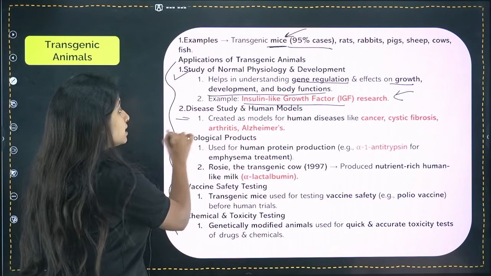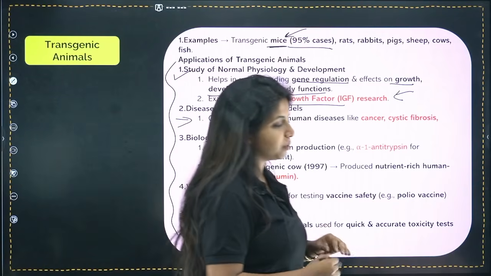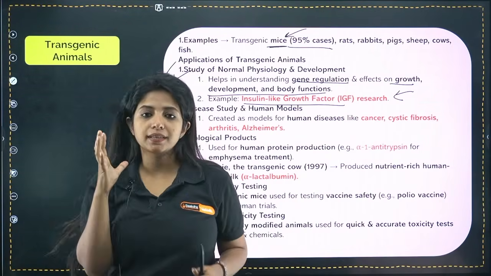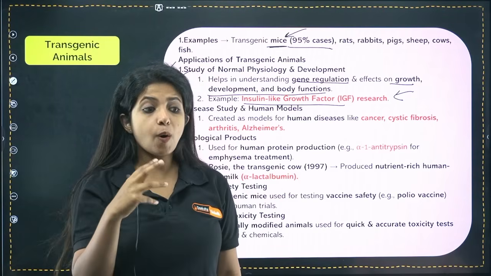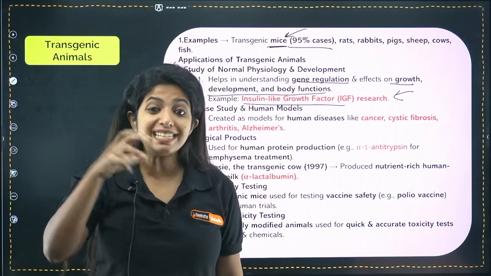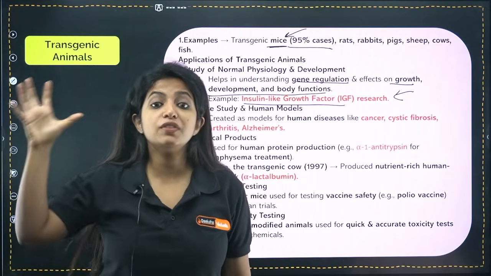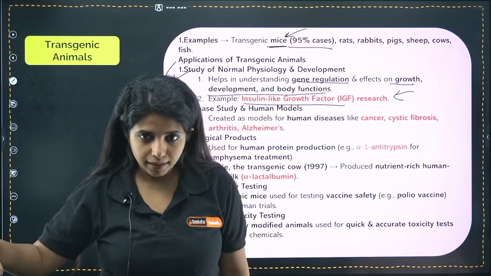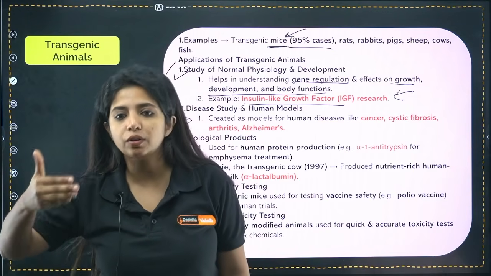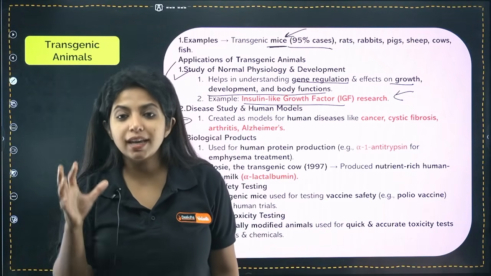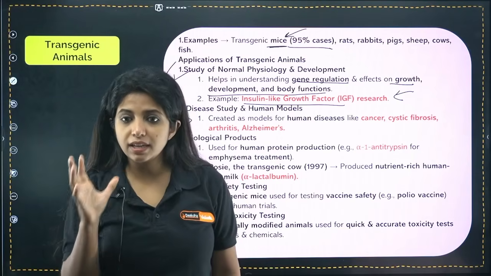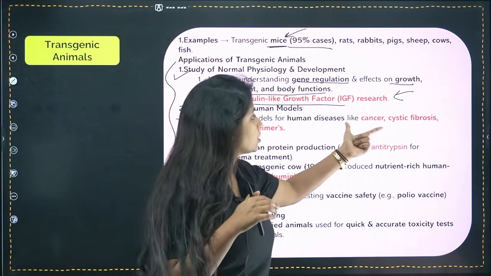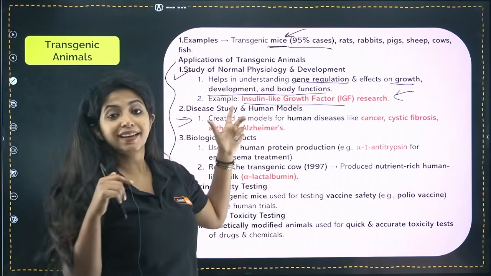Second thing, for understanding disease and the human model. Listen to me. We want to see what exactly happens in cancer. If we know the things that happen in cancer, probably we can find medicines for treating them as well, for increasing the longevity of an organism. So with the help of transgenic mice and other organisms, they created models and studied diseases such as cancer, cystic fibrosis, arthritis and Alzheimer's.